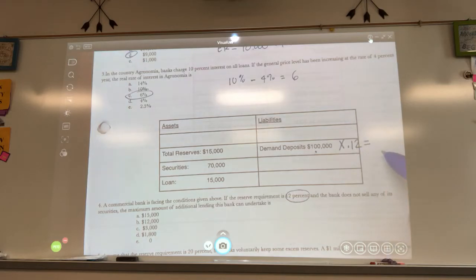I don't have a calculator, but this is basically 100, right? So what is 12% of 100? 12,000, okay?